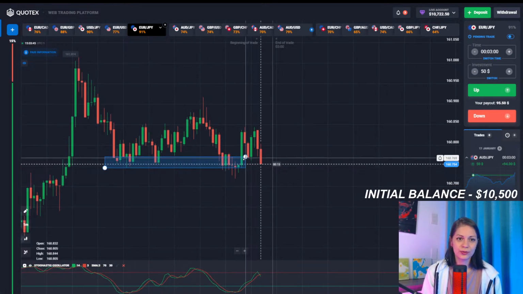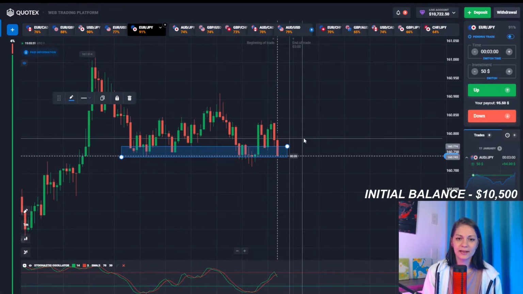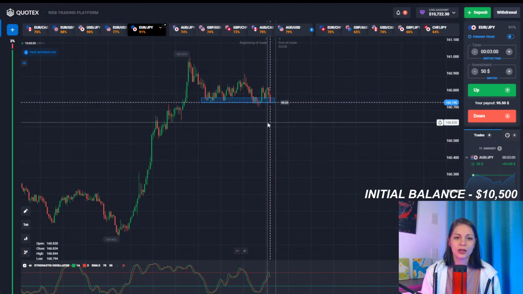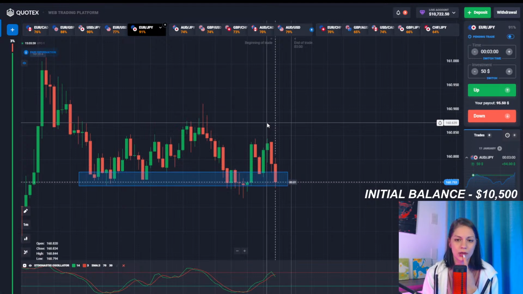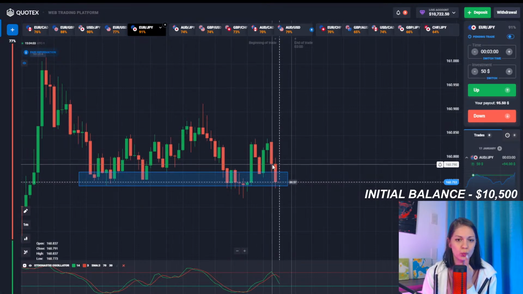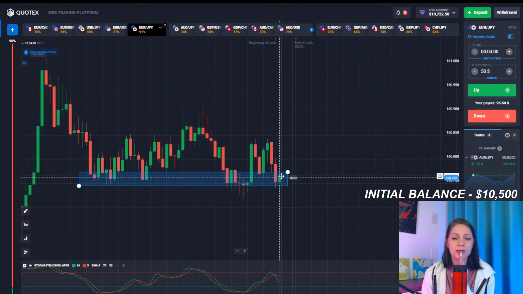Okay, Euro and GBP. Oh, what are you doing here? It went back to our support level again. That happened according to this uptrend, along with this uptrend. Could we do something here? It's a small movement of the price. It's not great. We need to wait, I guess.